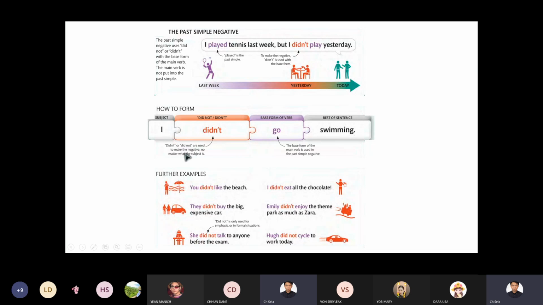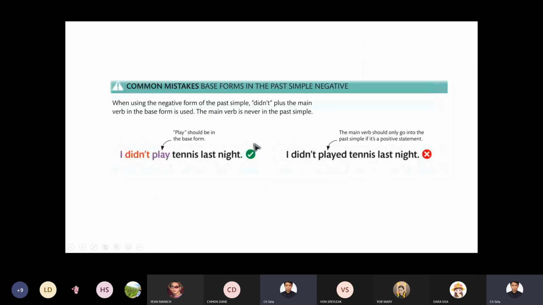And how to make questions here, I'm going to send you this slide. You can read more by yourself. They are very detailed, very beautiful as well. You can read, all right?